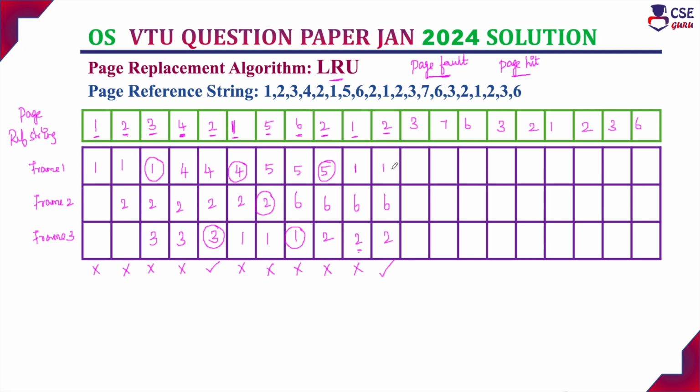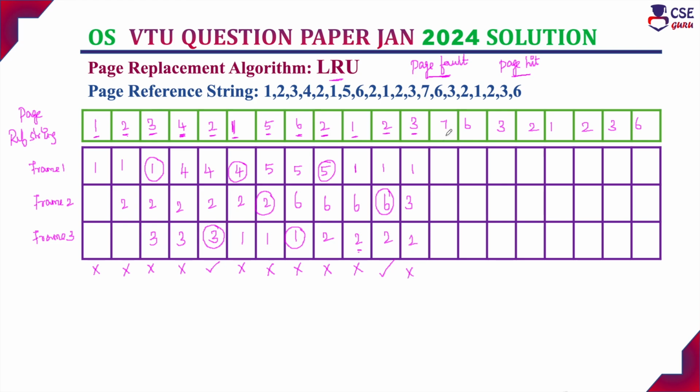Next is 3. 3 is not available here. So victim page, how will you select? From 3, you have to check the past. 2 is recently used. 1 is next recently used. Next, 2 is there. Next least recently used is 6. So select 6 as the victim page and replace with 3. So 1, 3, 2, and this is a page fault.